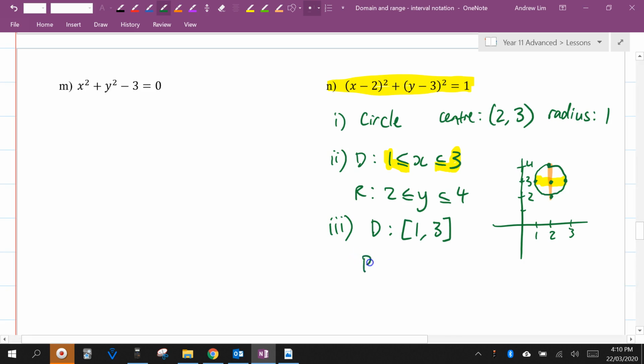For the range, because it includes the 2, we use square brackets. Because it includes the 4, we use square brackets.